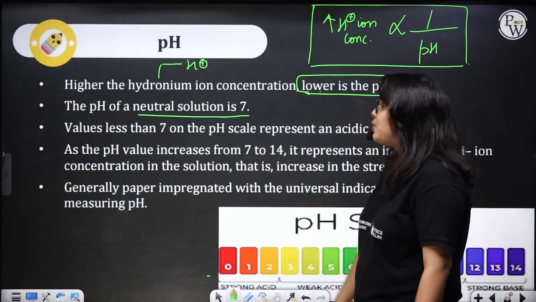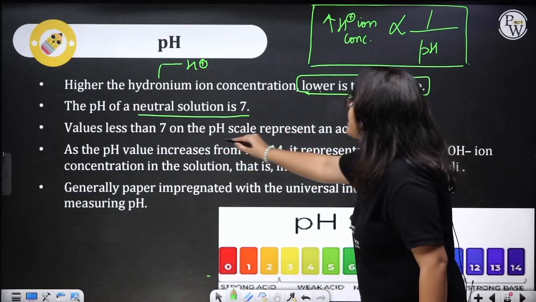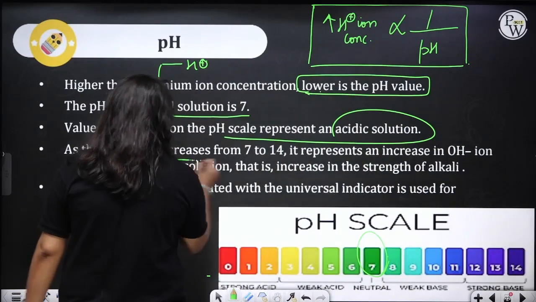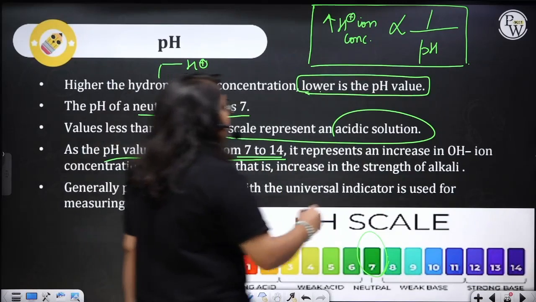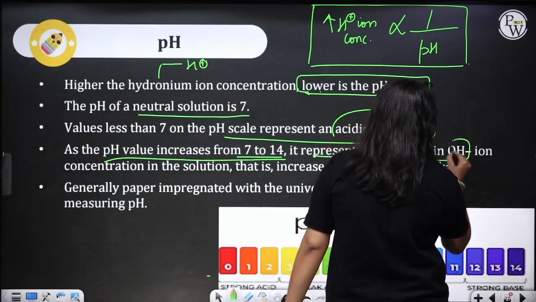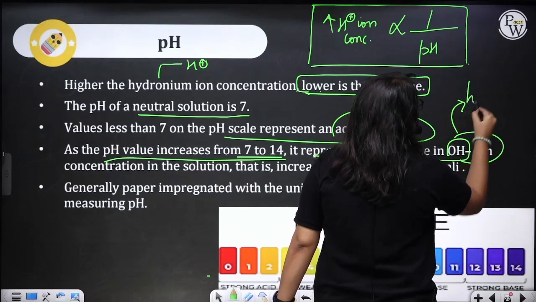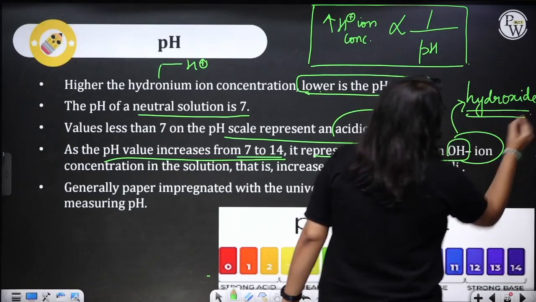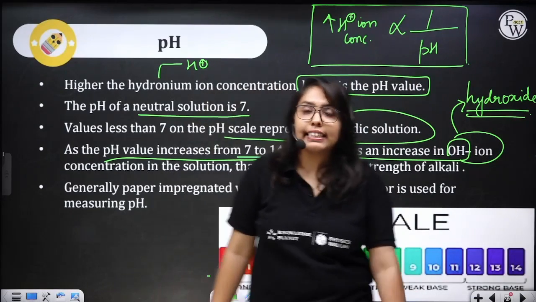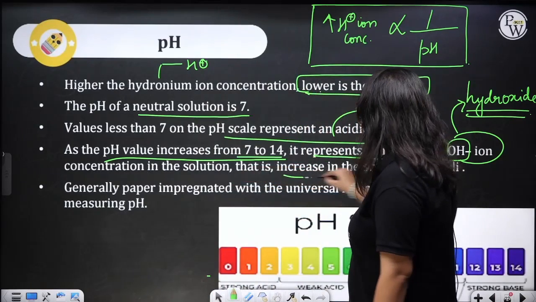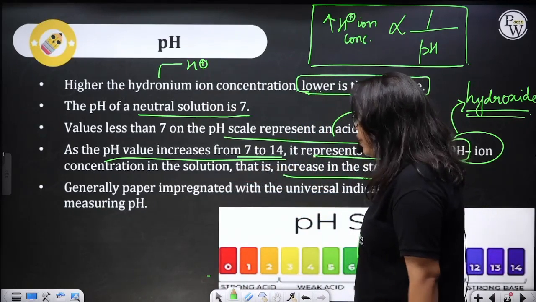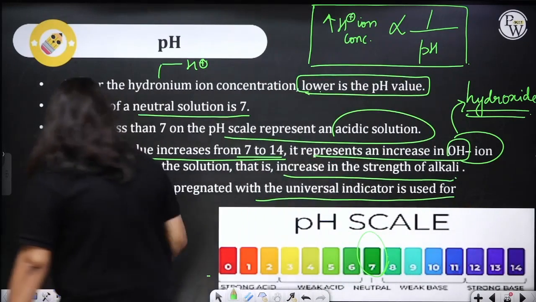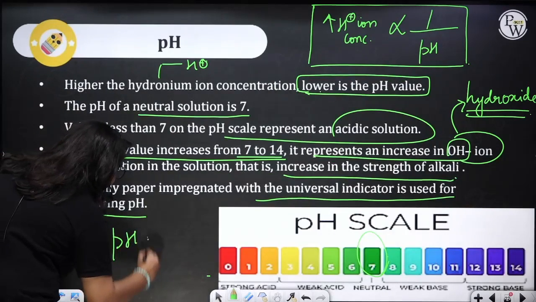So values less than 7 on the pH scale represent acidic solution, and as the pH value increases from 7 to 14, it represents an increase in the OH minus ion, which is nothing but our favorite hydroxide ion, and it is this OH minus ion which determines the basic character in the solution. That is, it increases the strength of the alkali. Generally, paper impregnated with the universal indicator is used for measuring pH, and it is known as pH paper.